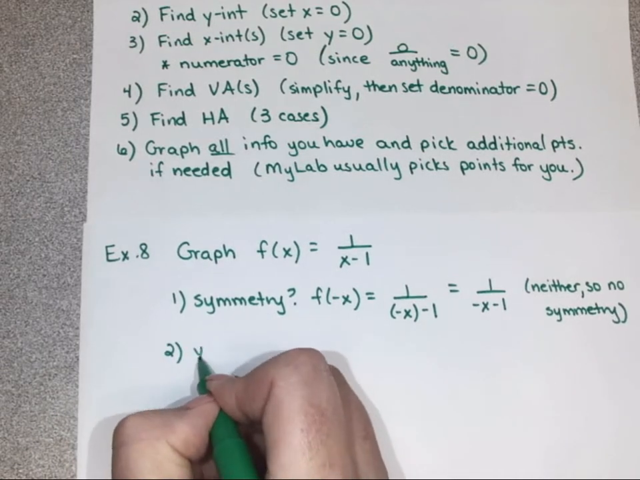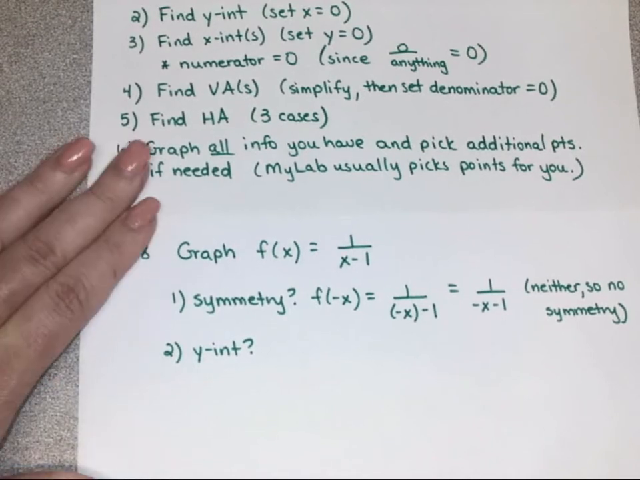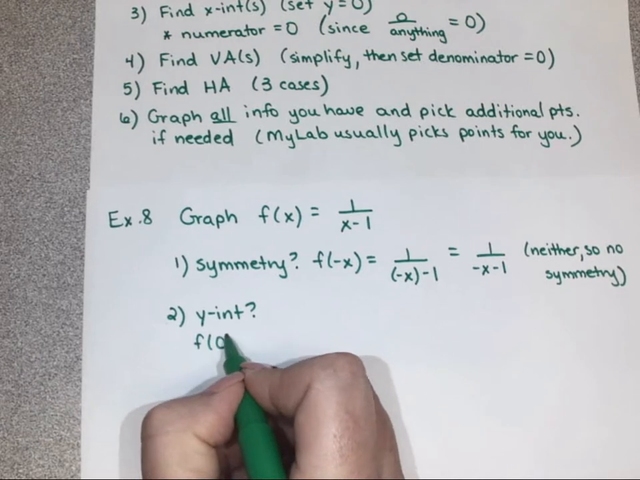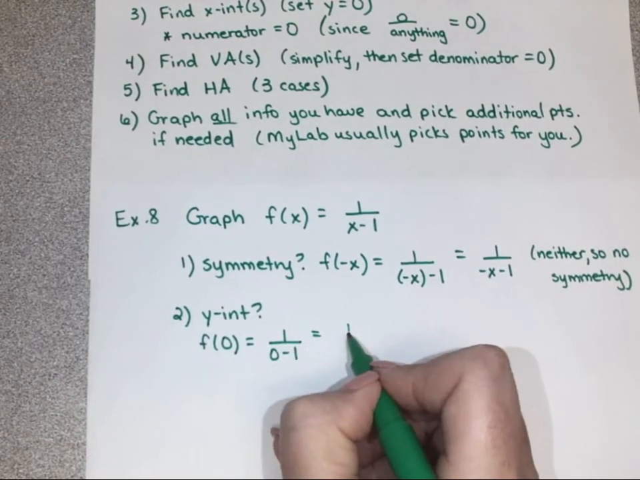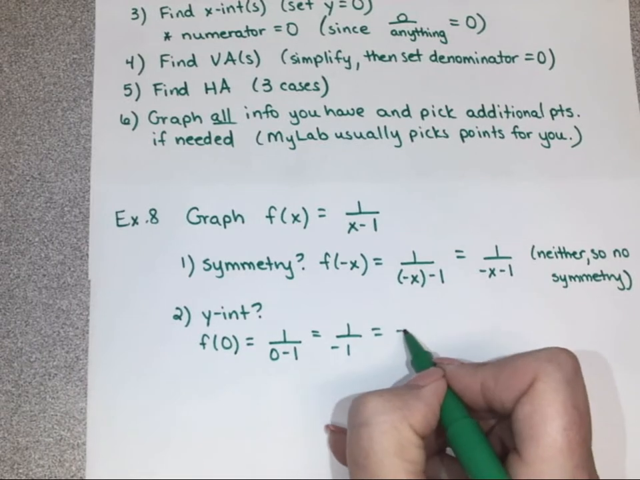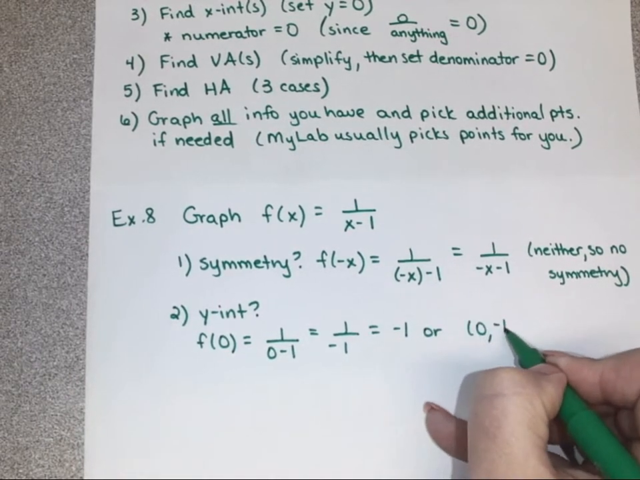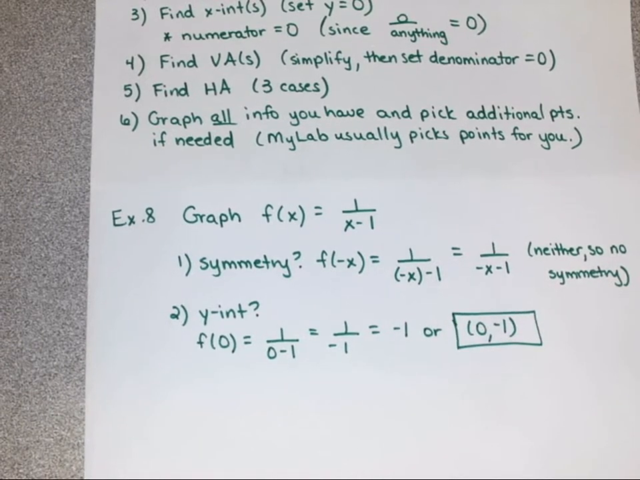Number 2, we need to find the y-intercept. Don't make that harder than it is. It's really easy to find. How do we find the y-intercept always? Plug in 0 for x, right? So 1 over 0 minus 1. So you're just going to get 1 over negative 1, or negative 1. I'm pretty sure that MyLab wants you to enter that as a point, so we would plot that as the point (0, -1).